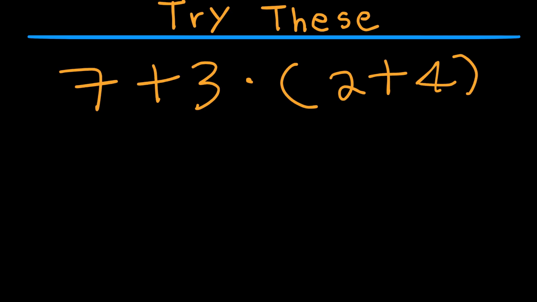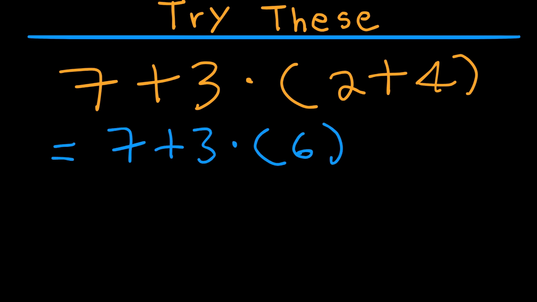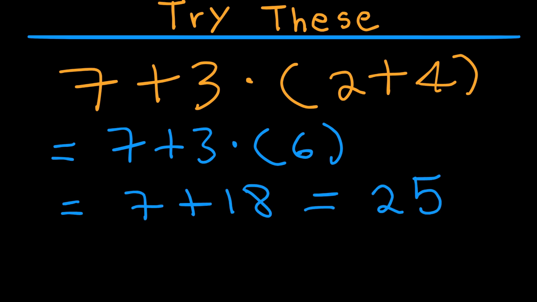Now it's your turn. Try solving these and type your answers in the comments. 6 plus 3 times parentheses 2 plus 4. I'll give you a few seconds, then we'll go over them together. First, we need to solve within the parentheses. 2 plus 4 is 6. Now we have 7 plus 3 times 6. We need to multiply. 3 times 6 will be 18. 7 plus 18 equals 25.